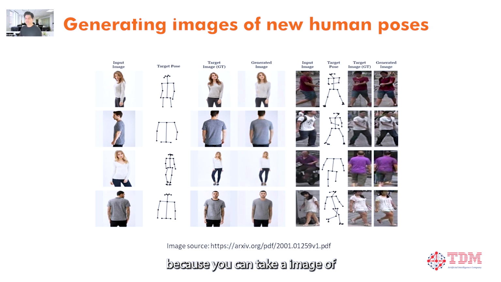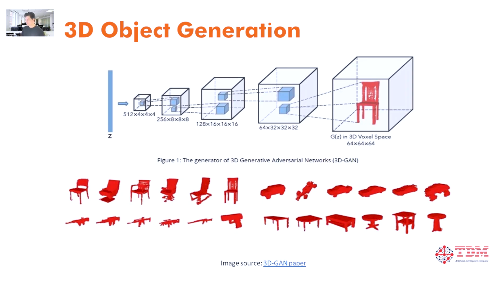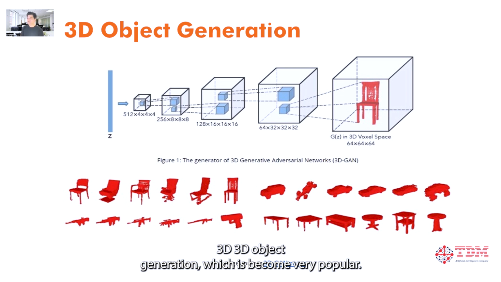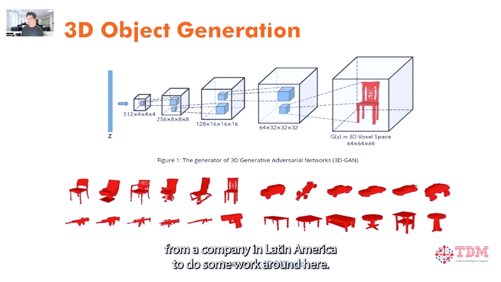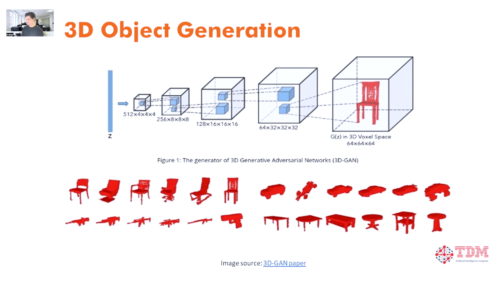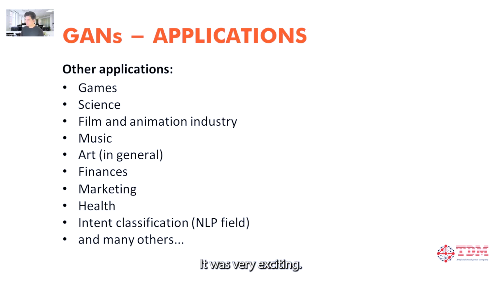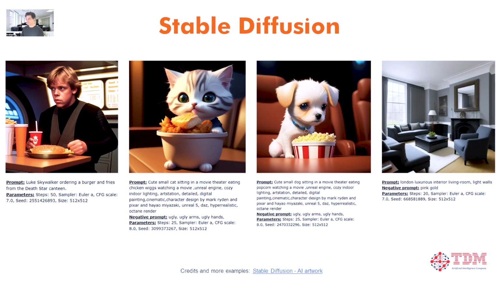Pose: you can take an image, a picture, and try to create different poses rather than having a model take various poses. 3D object generation is becoming very popular. We recently got a request from a company in Latin America to do some work around here. That was very exciting. Applications include game theory, music, art. You can create tons of applications using GAN models.